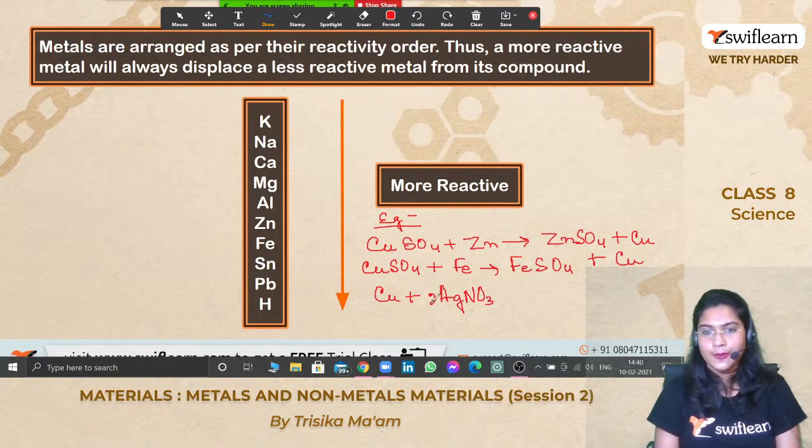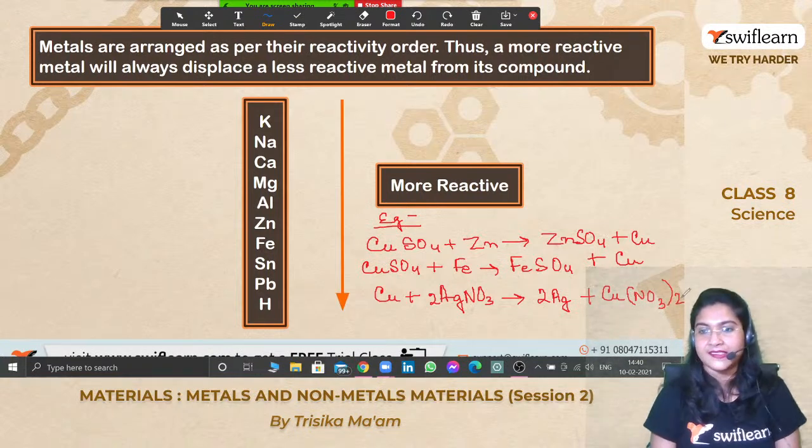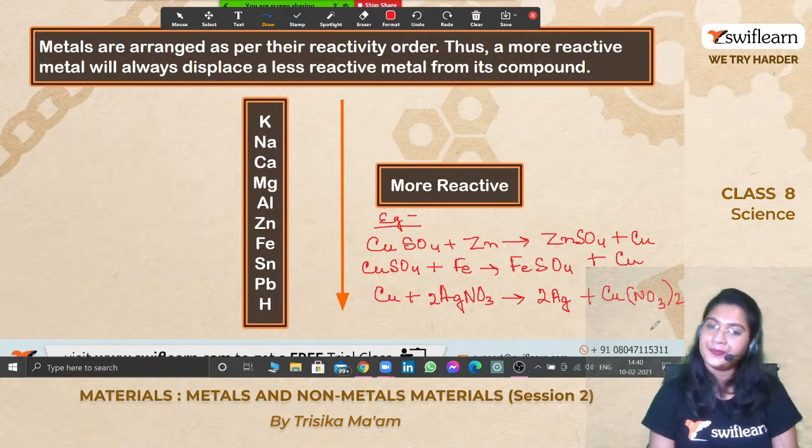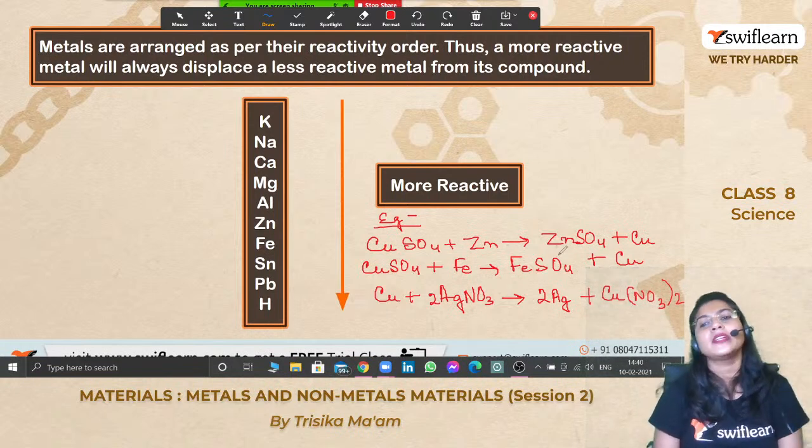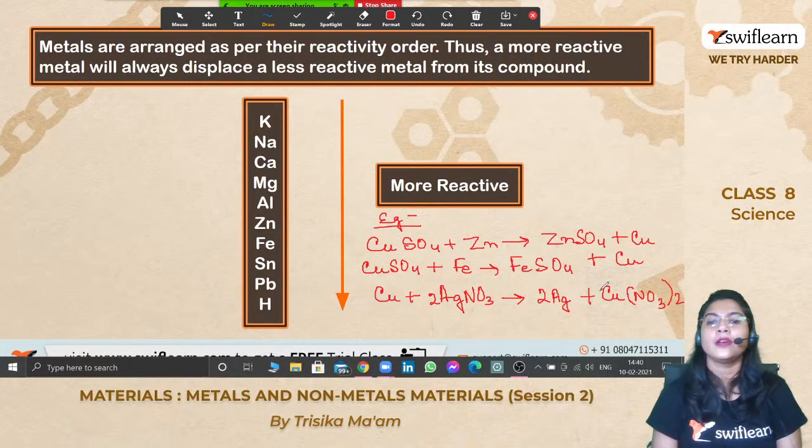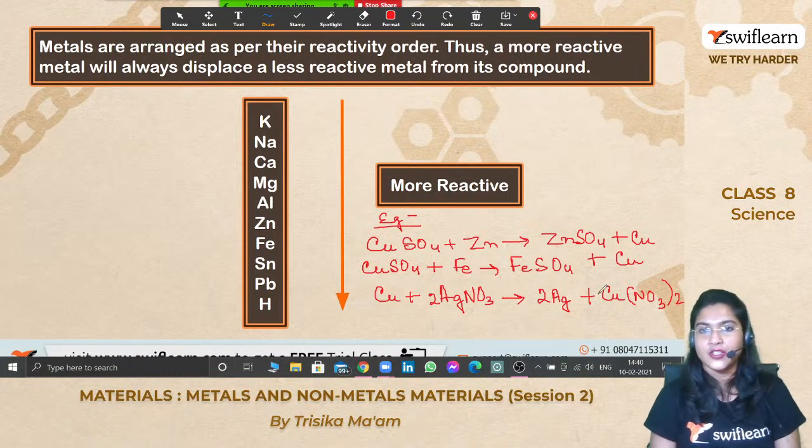We can also take the copper with silver nitrate in the aqueous solution. Silver nitrate. So what will happen? The silver will remain alone and the nitrate will combine with the copper. So it will form copper nitrate, Cu(NO3)2. This is the copper nitrate formula. Fine. So these are all the different equations of the displacement reaction.